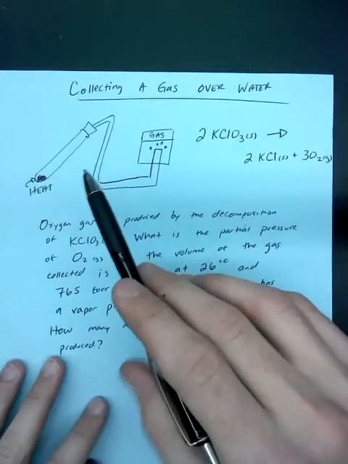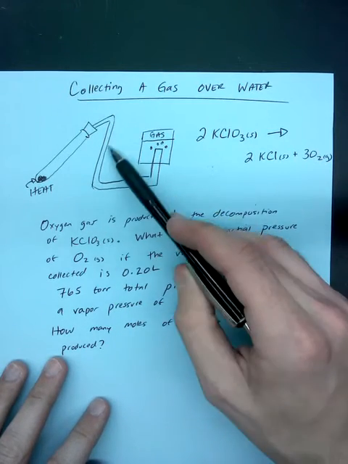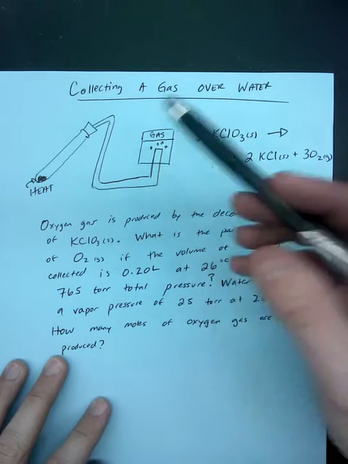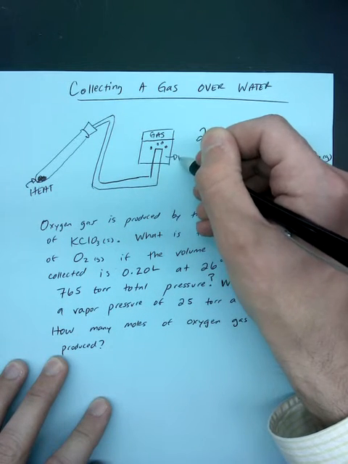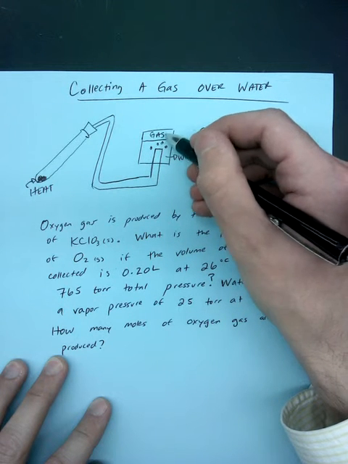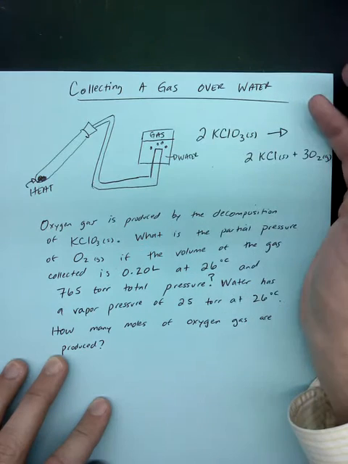As you see here in the little cartoon I drew, the gas would start bubbling or flowing through the tube. It would go into our collection vessel. There's water here. Okay, this is the water part. And the gas bubbles up, and as more and more gas comes, the water level is going to get pushed down. This is called water displacement.